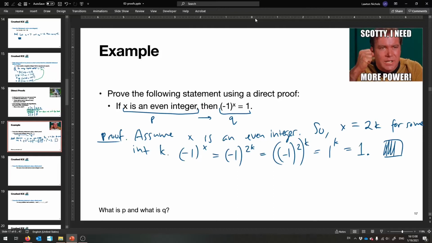QED. Okay, did you follow that? That's very important. So we essentially just proved this statement for all x: x is even implies that (-1)^x equals 1. Oops, my computer is going very slow for some reason. There it goes. Hopefully you still hear me.